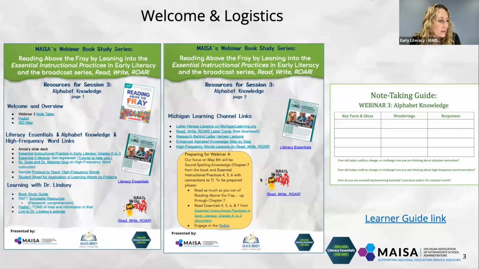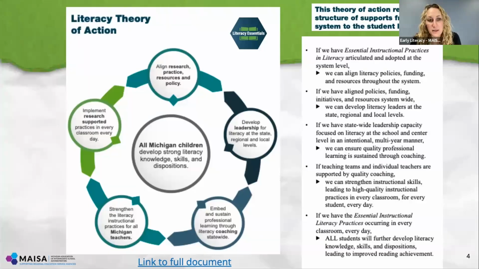For today, I did want to bring us into a space of looking at our literacy theory of action, that this is how we are working in Michigan. This is a grounding document for the literacy work that we do here. And it gives a series of if-then statements on the left that outline how each of these pieces is interconnected and dependent upon each other. But I hope that you'll notice that right in the center of this is about Michigan children, that all Michigan children develop strong literacy, knowledge, skills, and dispositions. And so the circles that are around that are all of us in our different roles and the responsibilities that we have to children that represent that work.